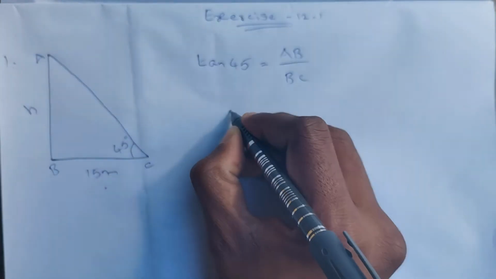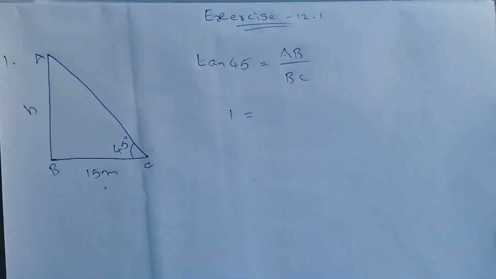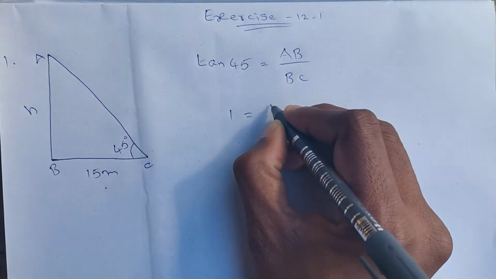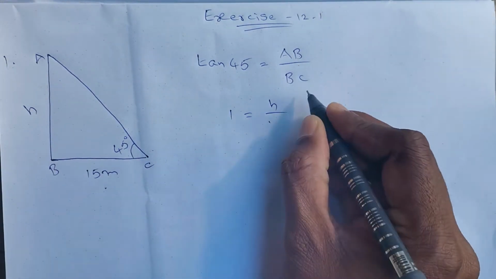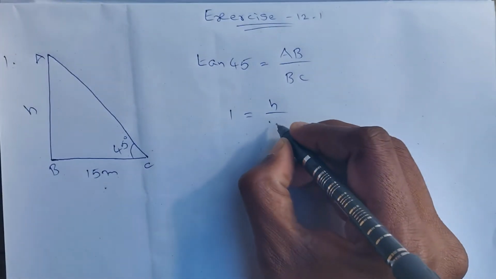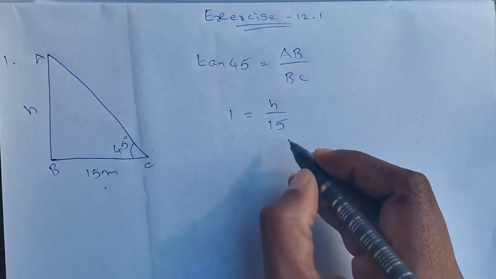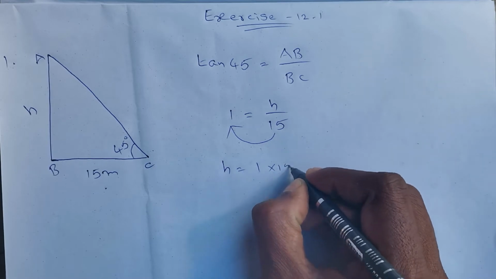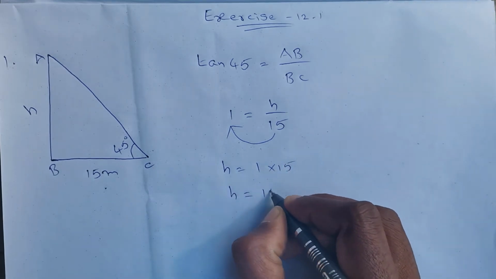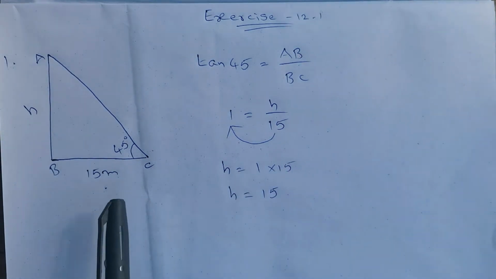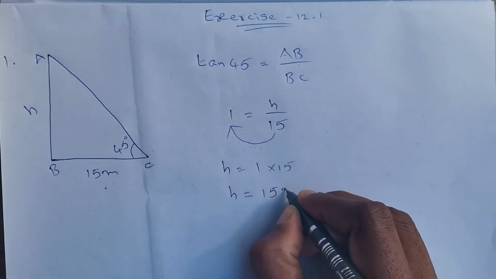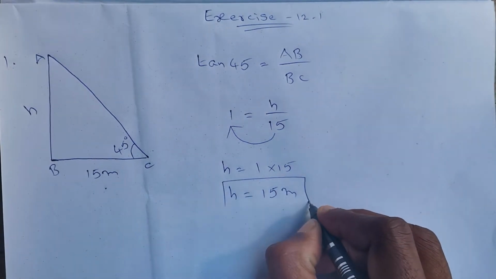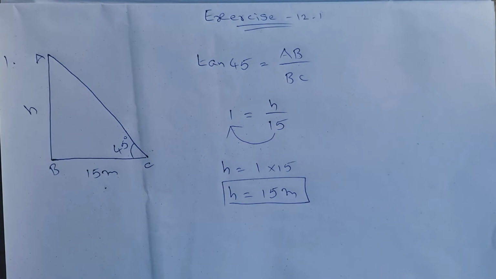Tan 45 value is 1, which is equal to AB, which is nothing but the height of the tower, that is H, divided by BC. BC is given as 15 meters. Now we want H, so 15 I will take to the left side. H is equal to 1 into 15. So the height of the tower is equal to 15. Here the measurement is in meters, so this is also in meters. Height of the tower is 15 meters.